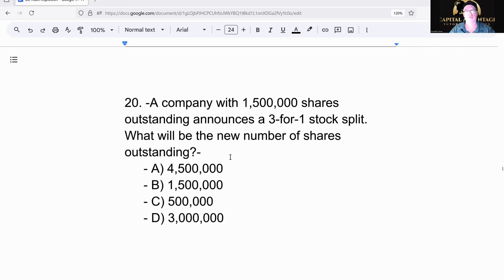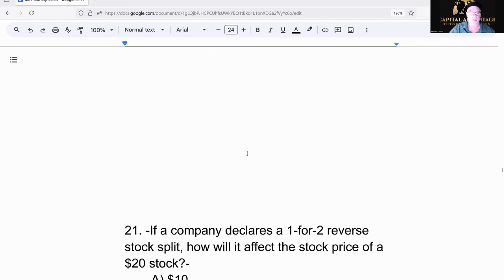A company with 1.5 million shares outstanding announces a 3-for-1. What am I going to do first? 3 divided by 1 equals 3. That's my multiplier. There's 1.5 million shares outstanding times 3 equals 4.5 million. Always remember, you multiply the shares, divide the price.